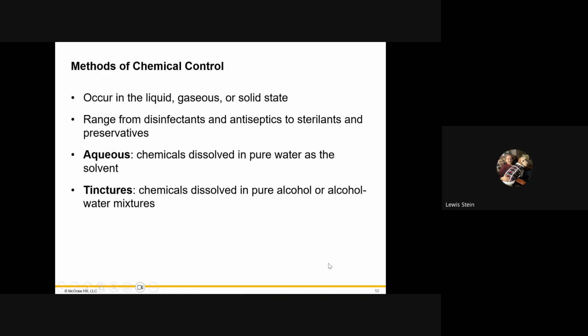So without further ado, methods of chemical control. You can see where we are here. We can use solids, liquids, or gases, most commonly liquids because they're most convenient. You will see probably the one that's used the most is gases, just from a standpoint of volume of material. That's part of my voice this morning. It's early.